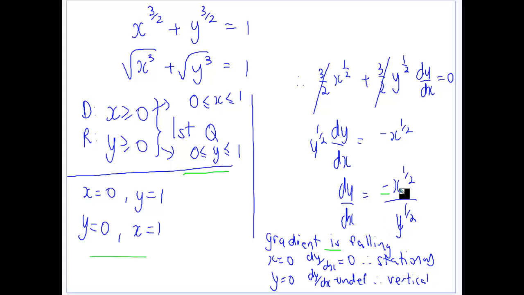And for it to have a stationary point, the whole thing would be equal to 0, so only x can equal 0. So when x is equal to 0, we've got a stationary point. And when y is equal to 0, it's going to be undefined, so we've got a vertical tangent. So we'll put that all together. And as I said, it's only going in the first quadrant. It's going through those points. The gradient's always falling. Stationary at x equals 0, y equals 1, and has a vertical tangent when x is equal to 1 and y is equal to 0.